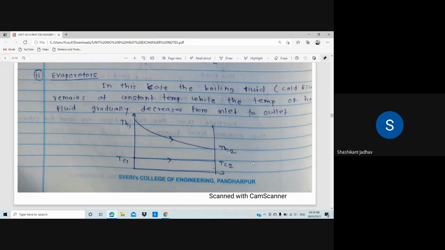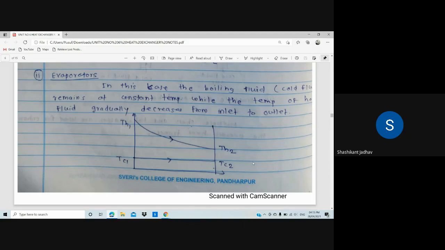So write down, in this case, the boiling fluid (cold fluid) remains at constant temperature, while the temperature of the hot fluid gradually decreases from inlet to outlet.